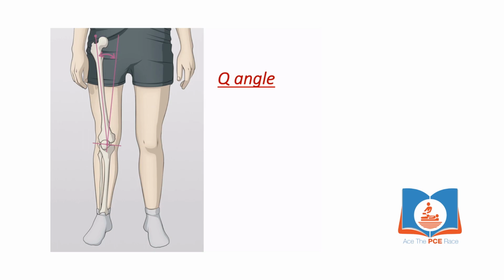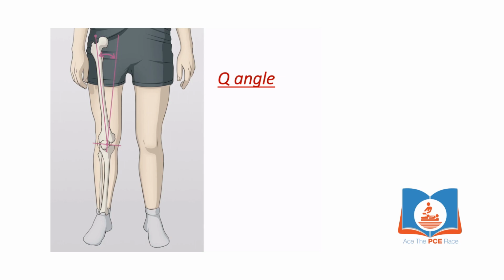Second scenario is genu valgum. Now, as you all can picture, in genu valgum, the obliquity of the femur bone changes and it shifts more towards the medial side. And again, we can say the Q angle will increase in this scenario as well.